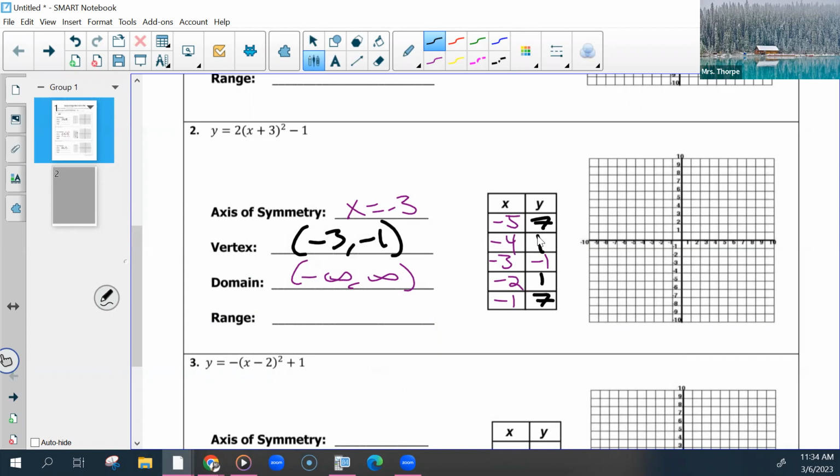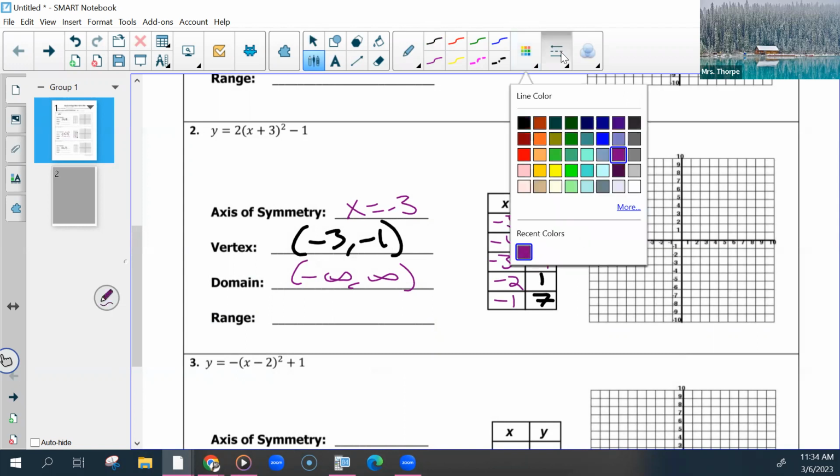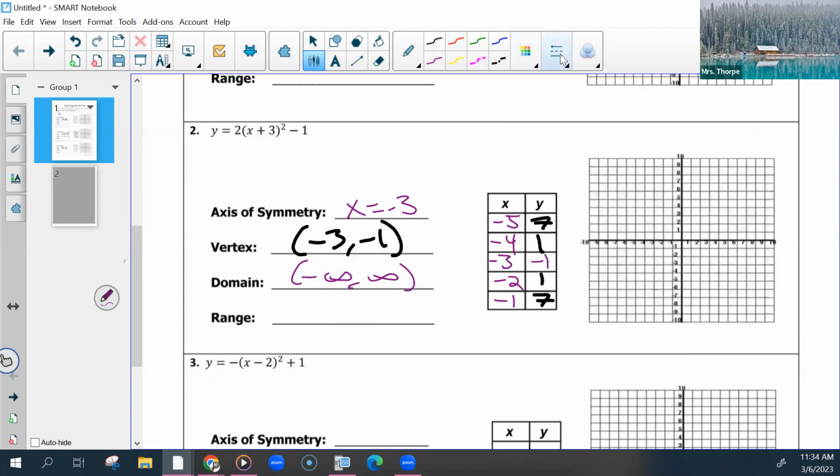So we can graph all of those points. -5, 7. -4, 1. -3, -1, and then it repeats. So it looks something like that.